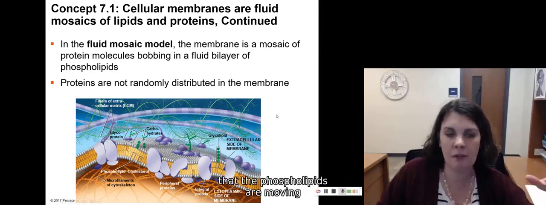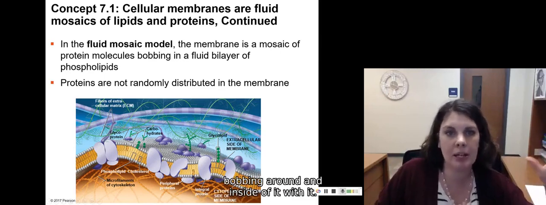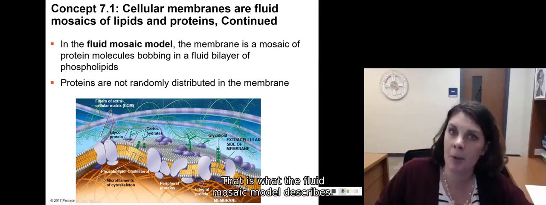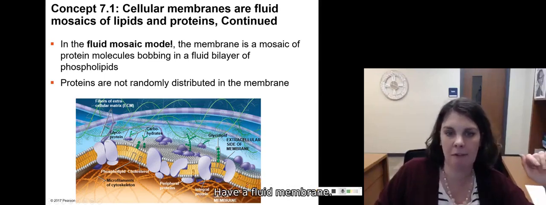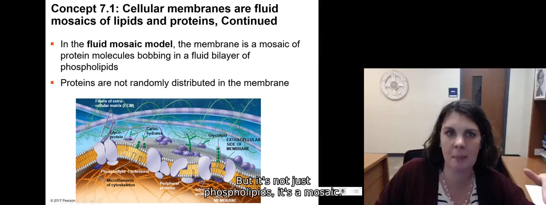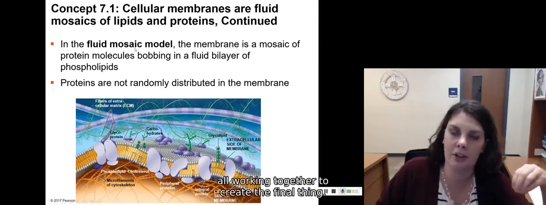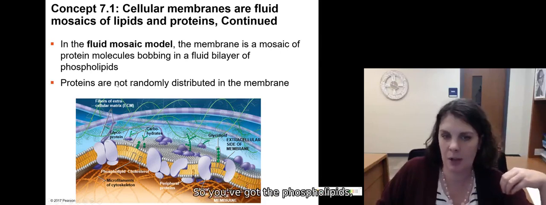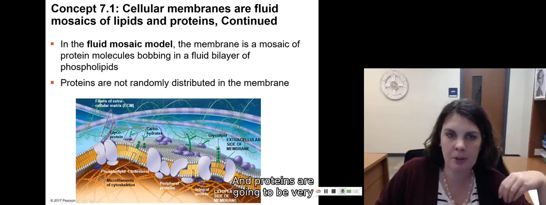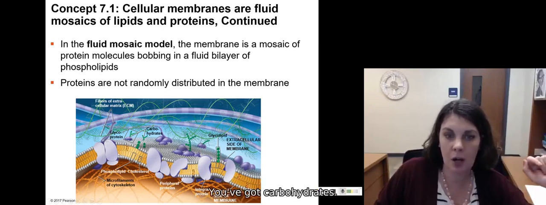We just saw that video that showed that the phospholipids are moving around and the proteins are kind of bobbing around inside of it with it. That is what the fluid mosaic model describes. You have a fluid membrane, but it's not just phospholipids. It's a mosaic. It's made of multiple different pieces, all working together to create the final thing. So you've got the phospholipids, but you've also got proteins. And proteins are going to be very specifically put in different places.